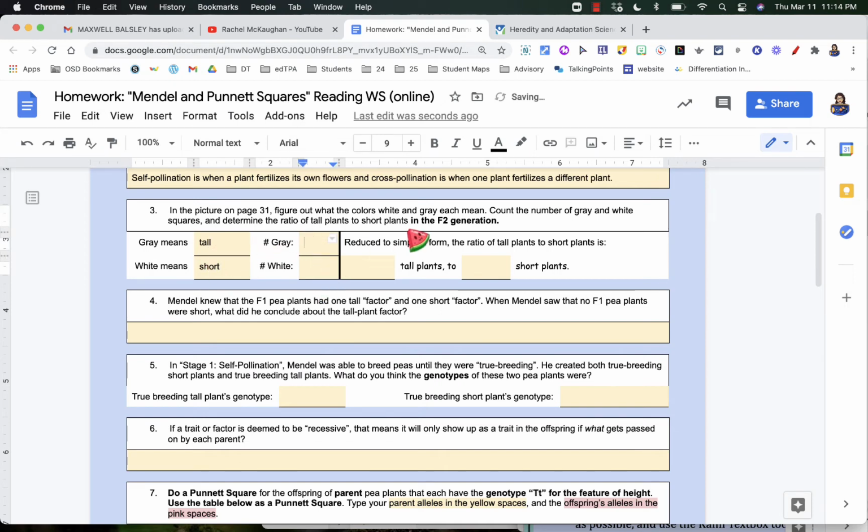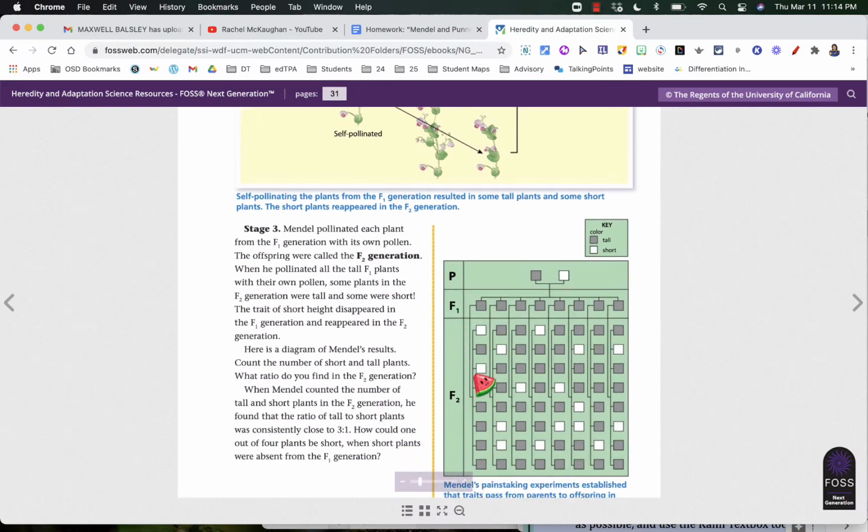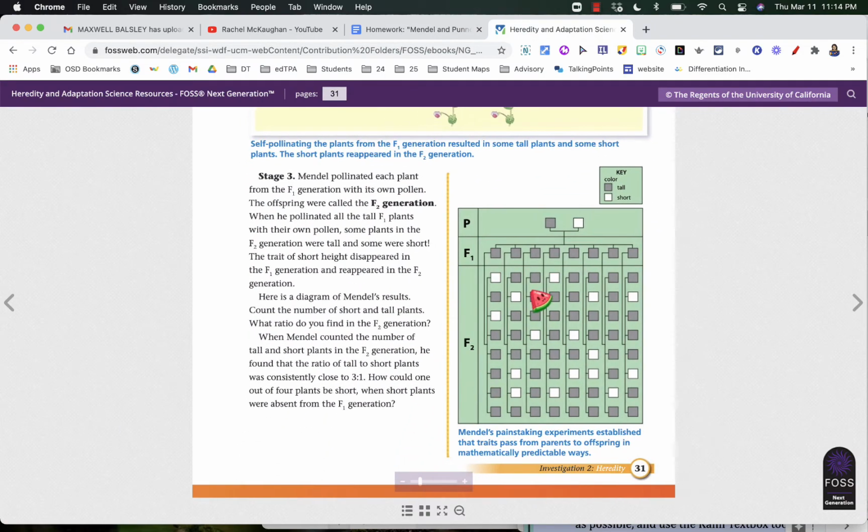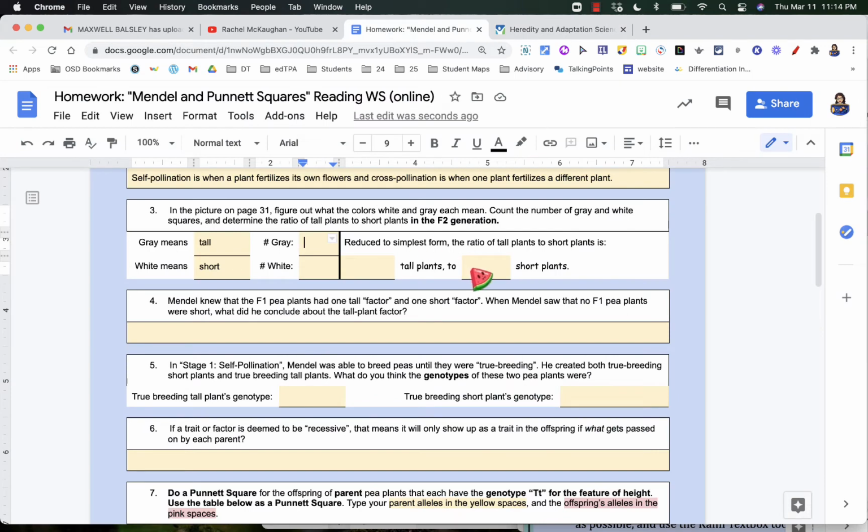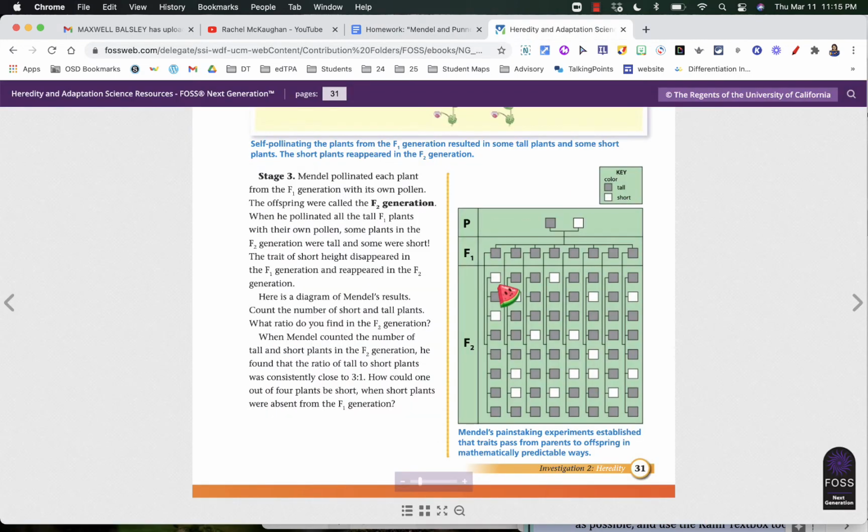Number of gray, number of white in the F2 generation. Okay, not the P, not the F1, but the F2. Let's count the whites. 1, 2, 3, 4, 5, 6, 7, 8, 9, 10, 11, 12, 13, 14, 15, 16. 16 white ones. How many gray ones in F2?